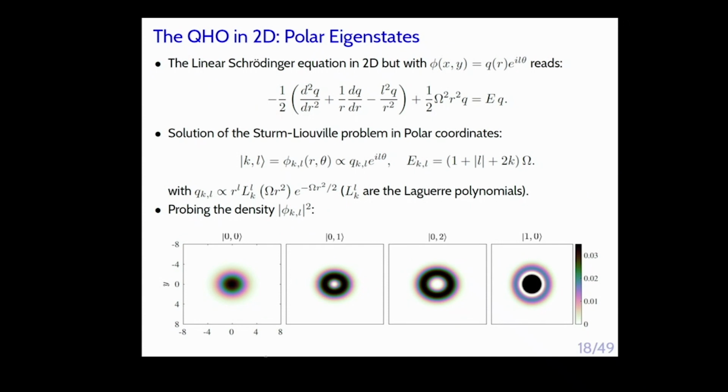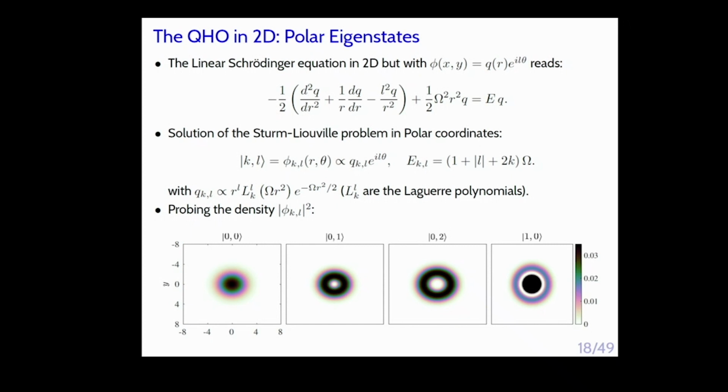In polar coordinates, you're going to separate your radial and azimuthal parts in this fashion. L is the charge of the vortex, or the winding number, as Carlos said at the very beginning of this conference. You get an ordinary differential equation for this problem. It's a Sturm-Liouville problem that you can solve. You can describe your eigenfunctions in terms of Laguerre polynomials.